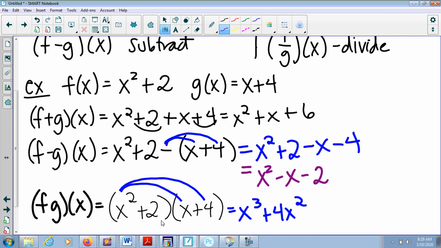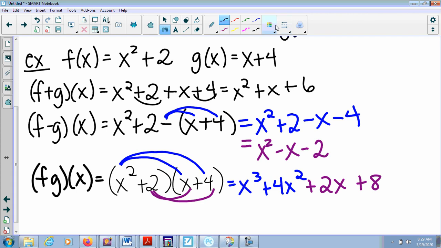Okay, now we'll go to the 2. 2 times x, and you know that is 2x. And then 2 times 4 will be 8. And then we just check and see if there are any like terms to combine. So we have a cube, a squared, an x, and no x. So none of those are alike, so they're just going to stay like that. I kind of like those.